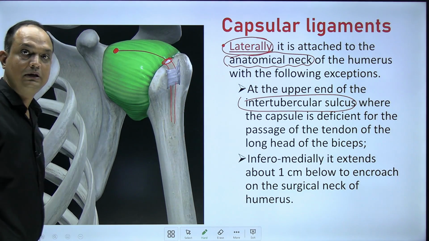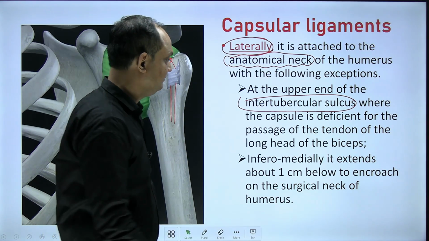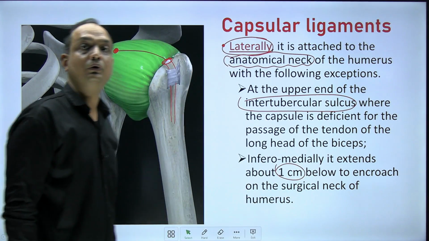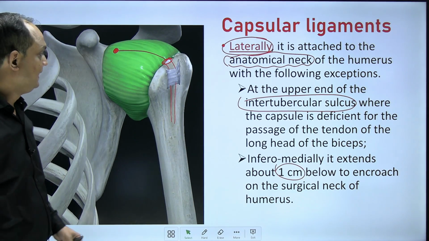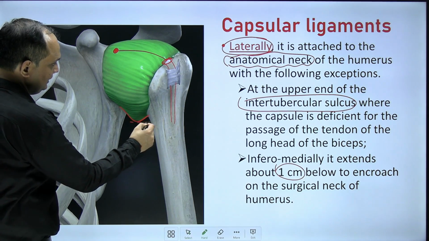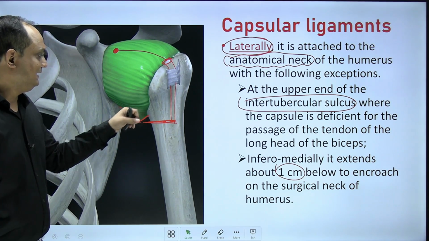and then it will pass through this bicipital groove. Clear? And second thing, when you see inferomedially, you will have an extension which is 1 centimeter below, and it will go up to the surgical neck. So here you can see this is the laxity, and this laxity is going up to the surgical neck of your humerus. Now why is the laxity there?